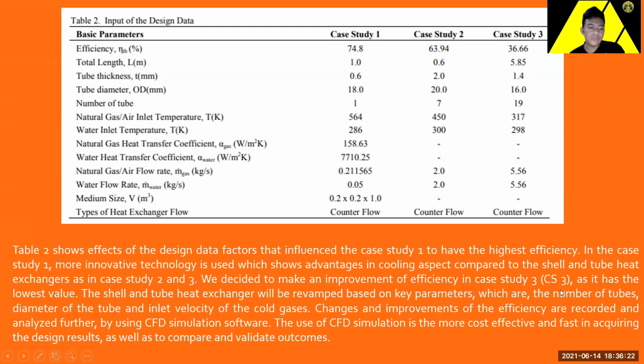As it has the lowest value, the shell and tube heat exchanger will be revamped based on the key parameters, which are the number of tubes, diameter of the tube, and inlet velocity of the cold gases. Changes and improvements of the efficiency are recorded and analyzed further by using CFD simulation software. The use of CFD simulation is more cost-effective and fast in acquiring the design result, as well as to compare the validated outcomes. So we're going to analyze and improve this case study 3.